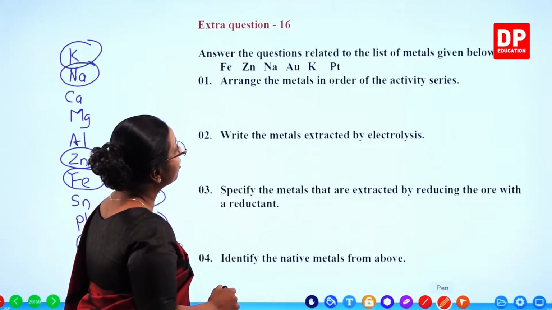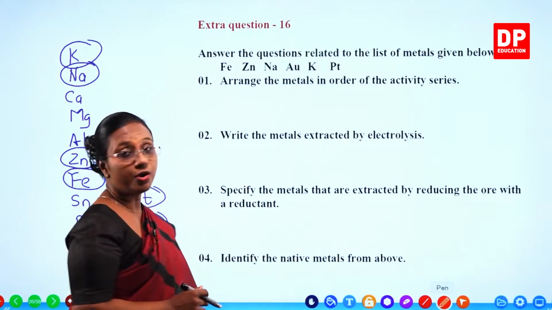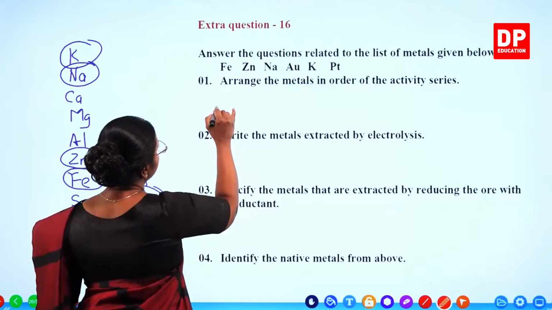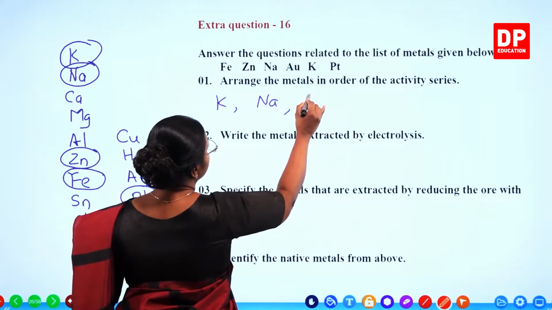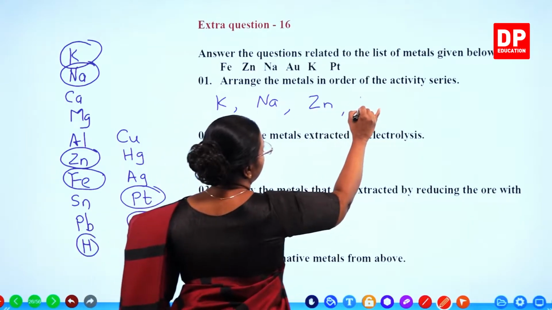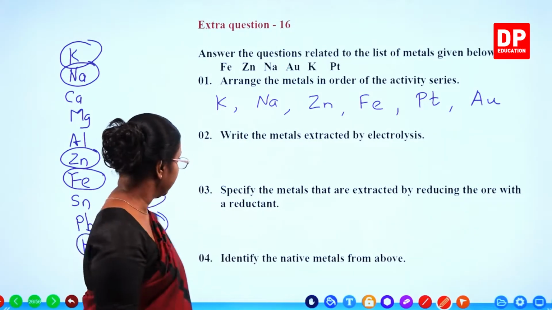Arrange the metals in order of the activity series. Since we have written it down already, it's easy. Potassium, then you have sodium, then you have zinc, iron, then platinum and gold. So potassium, sodium, zinc, iron, platinum, gold in order of activity series.